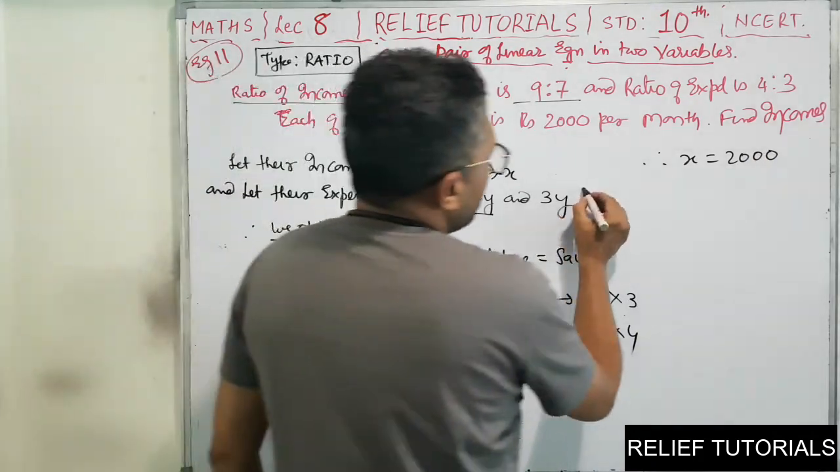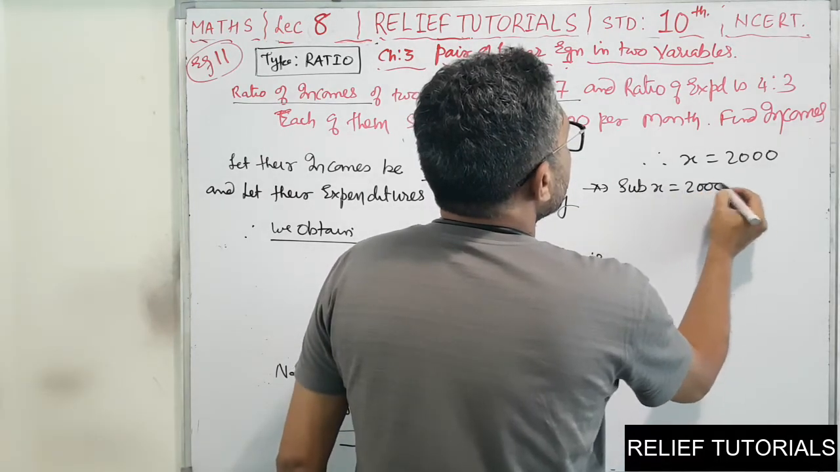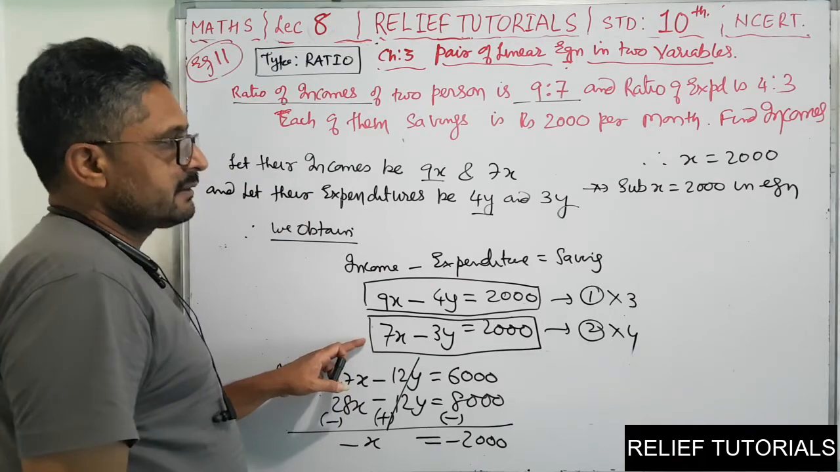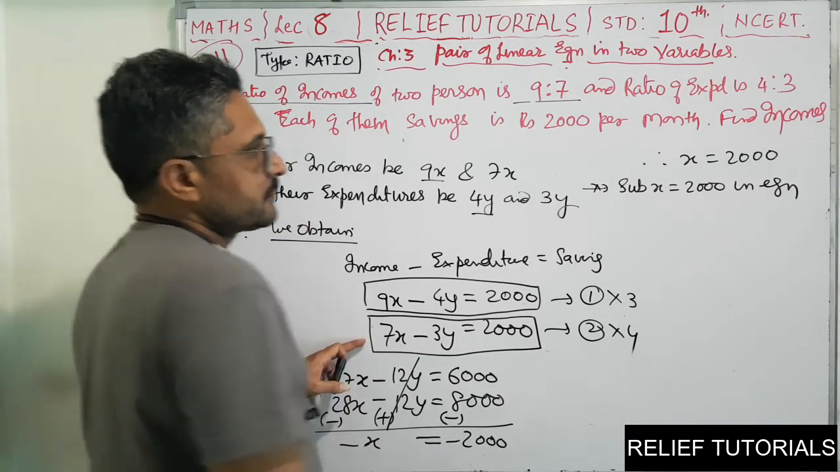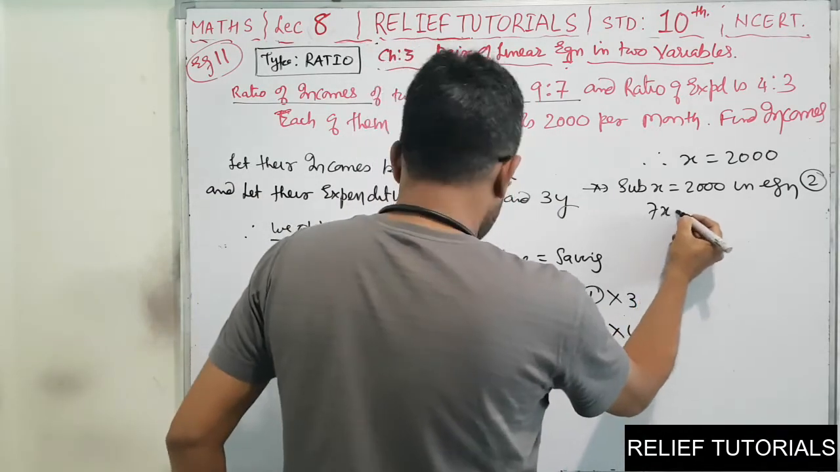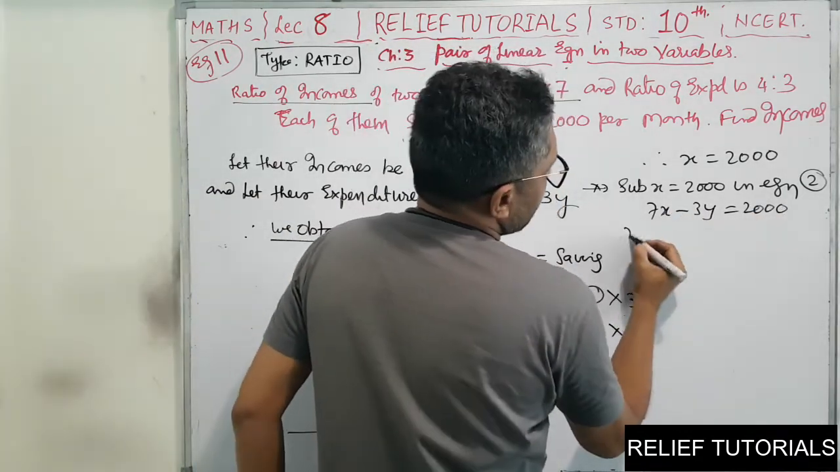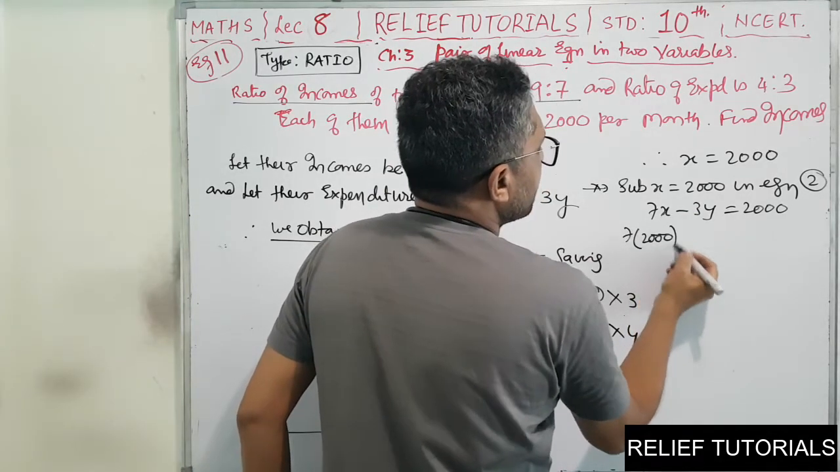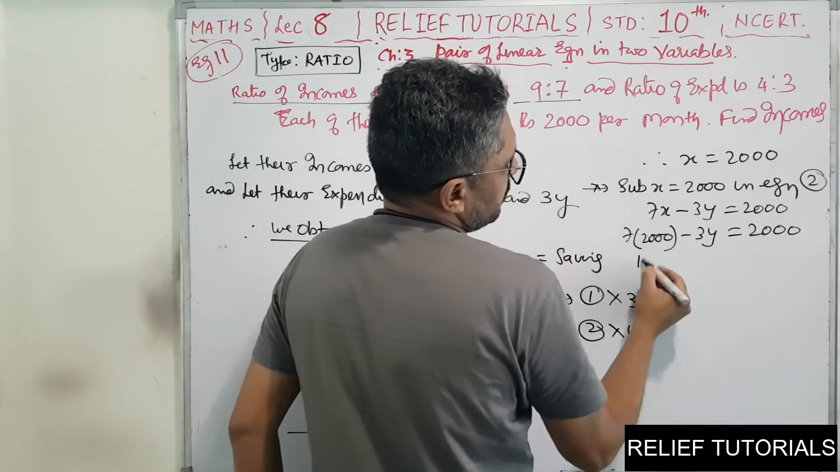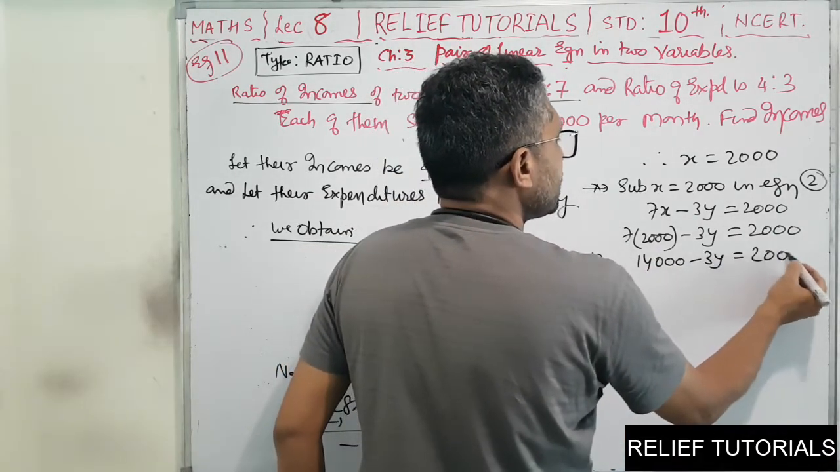So now we can obtain y. Substitute x equal to 2000 in any one equation. In which equation? In equation 2. So what is that? 7x minus 3y is equal to 2000. Clear? So 7 into 2000 minus 3y is equal to 2000. 7 into 2000 is 14,000 minus 3y is equal to 2000.